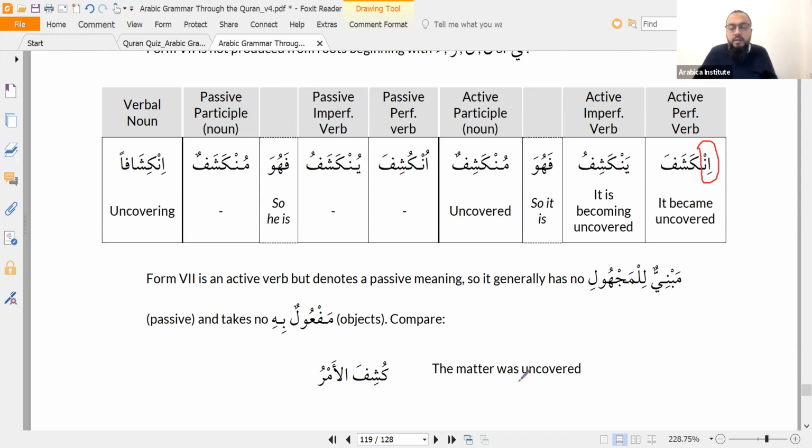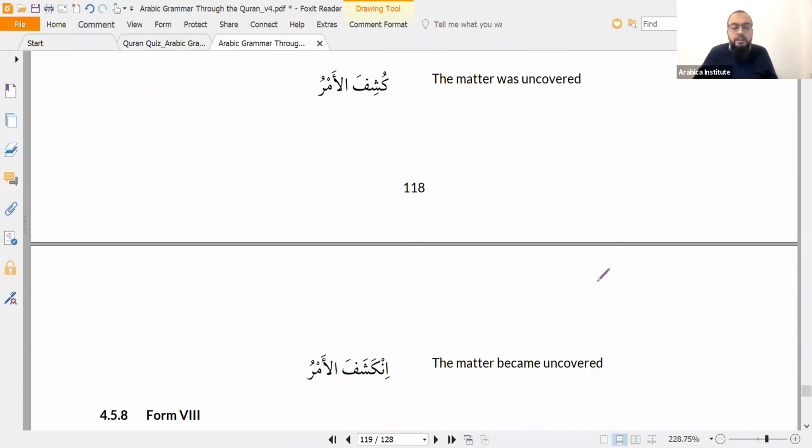The active of form 7 has the same meaning as the passive of form 1. A slight difference is when you say kushifa al-amru, the matter was uncovered. The suggestion is somebody uncovered it, but we don't know who. But with inkashafa, it's almost like spontaneous action. It just became uncovered. It became revealed. It revealed itself. So the suggestion with form 7 is that there isn't an agent who uncovered it, it just became uncovered. It's self-revelation.